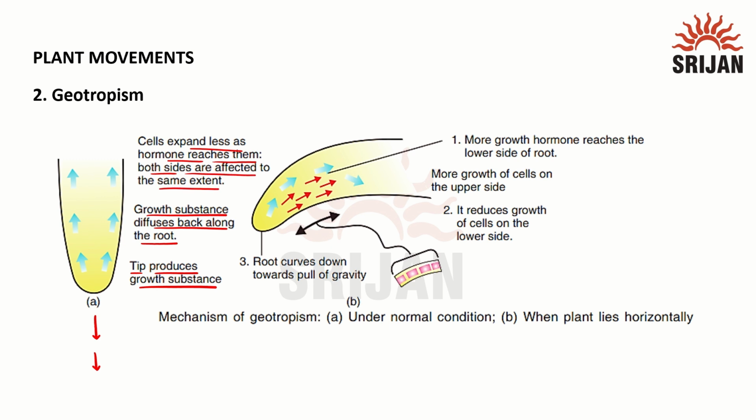But if we place the plant horizontally, then what happens? More growth hormone will reach the lower side of the root, and the growth of cells on the upper side increases. It reduces growth of cells on the lower side. So the root curves down towards the pull of gravity.